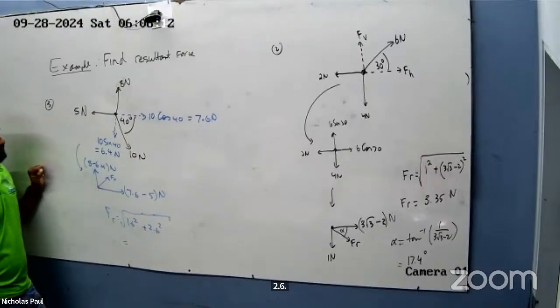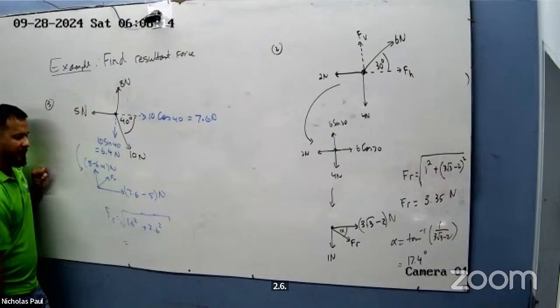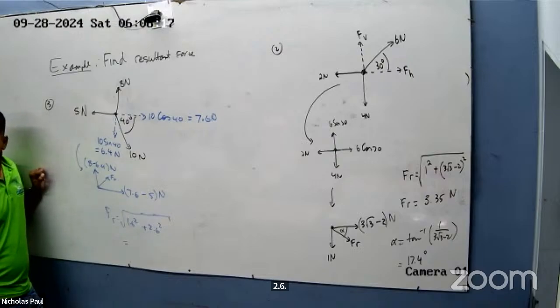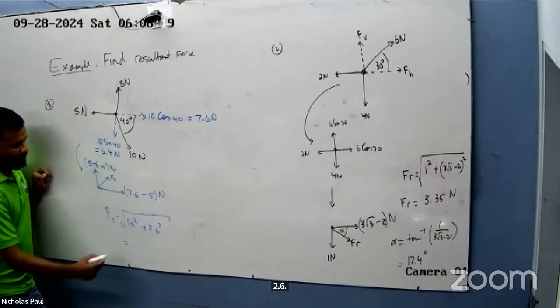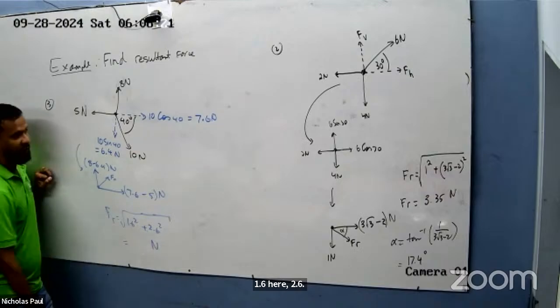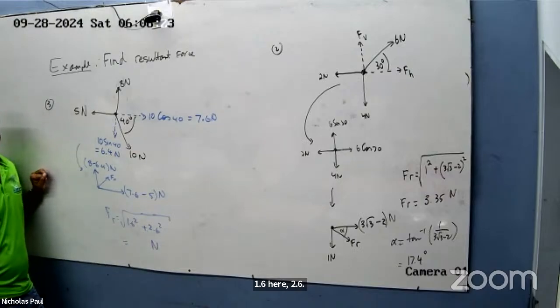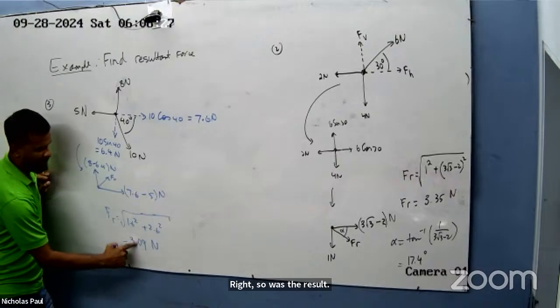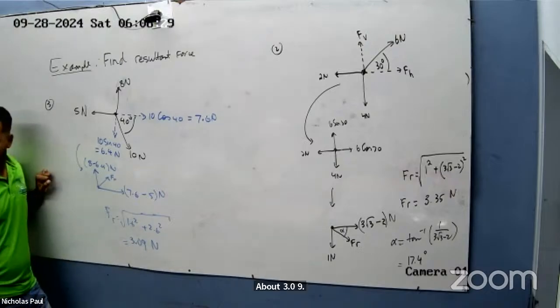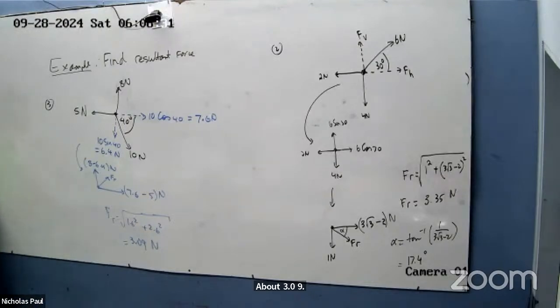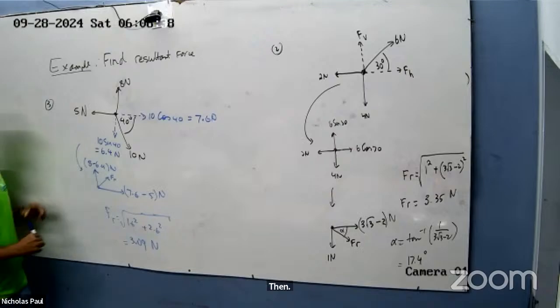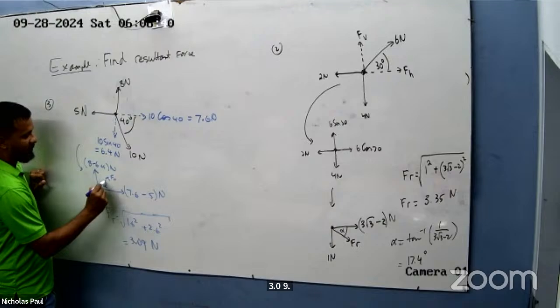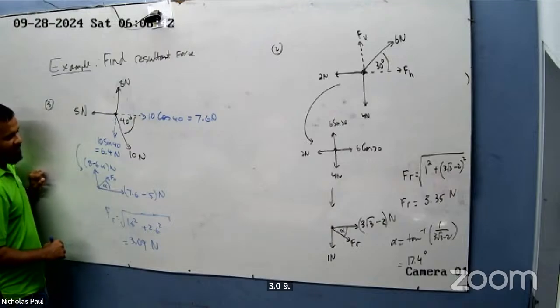Altogether, 1.6 here, 2.6. Right, so what's the resultant force? How much? 3.09. 3.09, nice. And then you find the angle. Right? Then you find the angle.